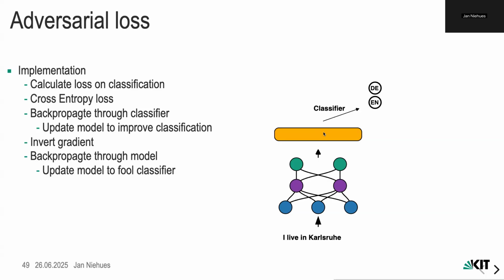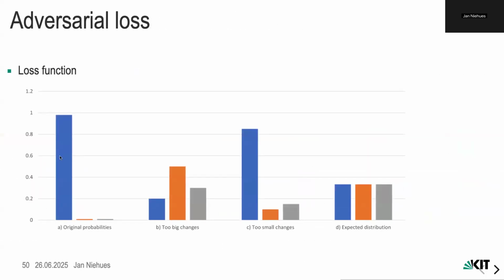One thing which sometimes can happen is, of course, if you train the model so that if there is German input, it's English, and if it's English input, it's German, it's fooling the classifier, it's working perfectly, but that's not really what we want to have. What we want is that they're very different, and we're not trying to just invert things. If you have your original probability, you want the model to predict this. If you do too big changes, it's just like predicting another class. And most of the time, if you do too small, it's still predicting the right class.